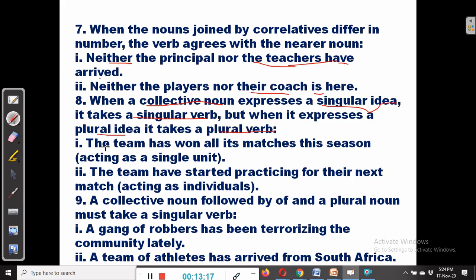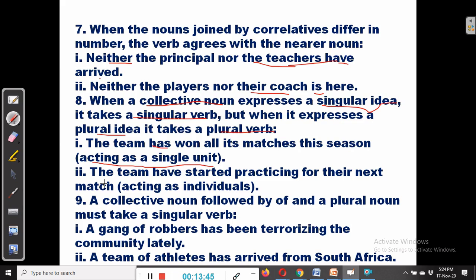Example I, the team has won its matches this season. Now we are looking at the team here as a single unit. The team is here acting as a single unit. So we are expressing a singular idea here, and so it has to take a singular verb. The team has won its matches this season.